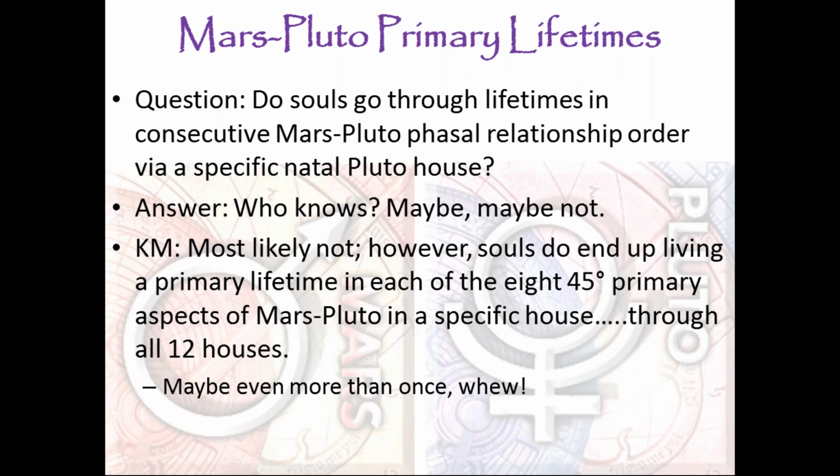I think we can skip around from Pluto in the first house to Pluto in the sixth house to Pluto in the 10th house. But over many lifetimes, I think that the Mars-Pluto phase will go through all 8 primary phases with Pluto in a specific house. And we will do it through all 12 houses. How many of you can wrap your mind around the fact that maybe we may even do Pluto around the 12 houses with those Mars phases more than once? Whew, good thing we have an unconsciousness, huh?